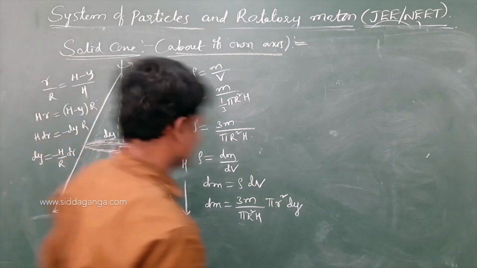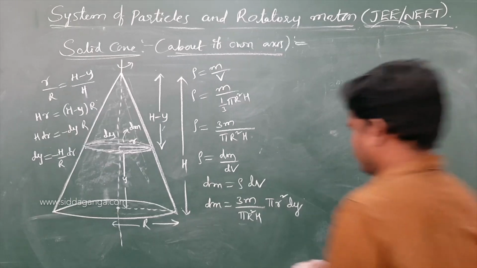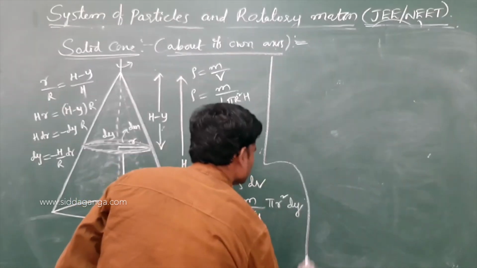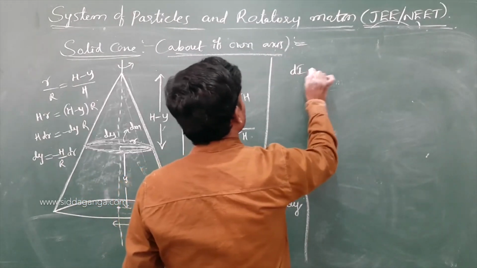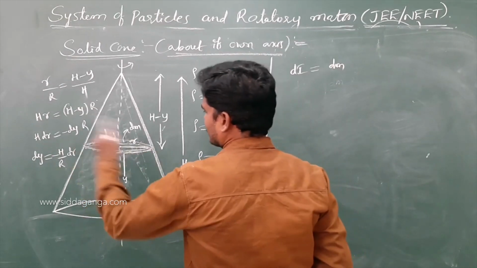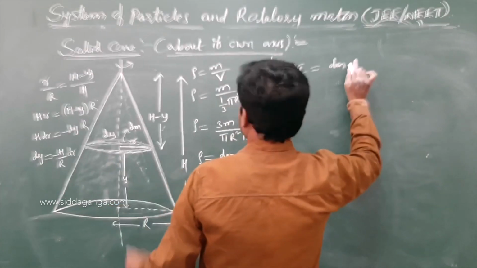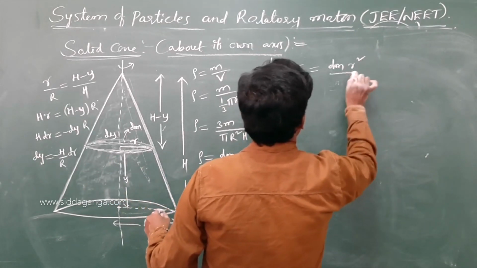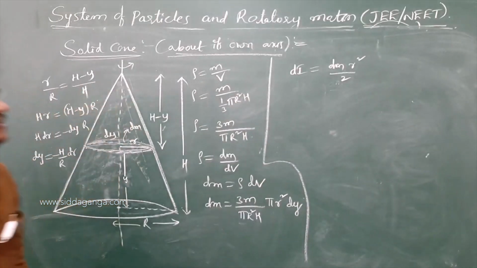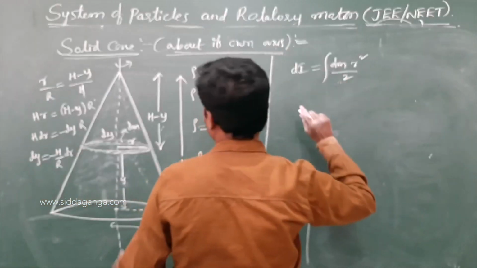Okay, dy is equal to minus h by r dr. So dI is equal to, okay, disc axis passing through center perpendicular to the plane: dm into r square by 2. So dm into r square by 2. What is dm? Substitute dm and the limits, very clear.